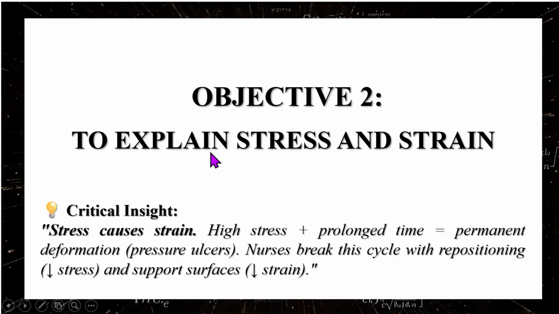Objective 2, we want to explain stress and strain. It is critical to note that stress causes strain. High stress plus prolonged time will lead to permanent deformation, that is pressure ulcers. Nurses break this cycle with repositioning to reduce stress and support surfaces to reduce strain.